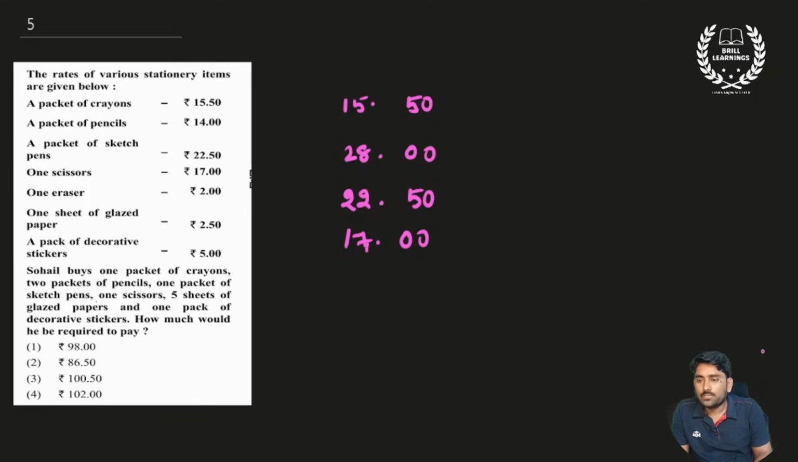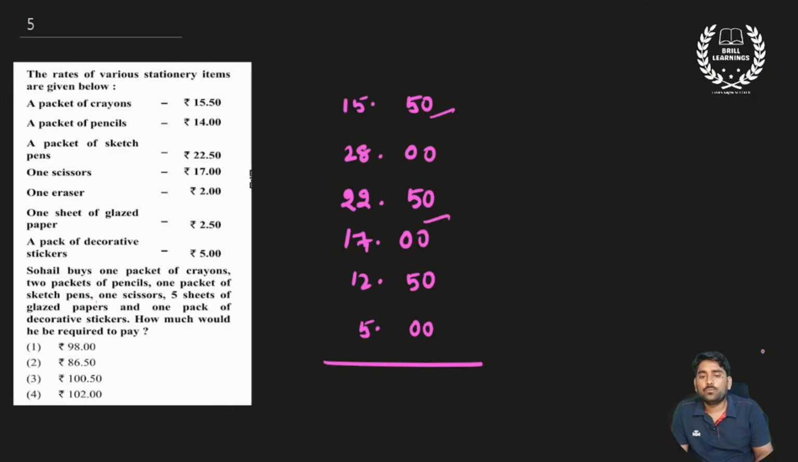5 sheets of glazed papers. 1 sheet of glazed paper is 2.5, so 5 sheets means 12.50. Next, 1 pack of decorative sticker. 1 pack of decorative sticker is 5 rupees only. So add all these values.